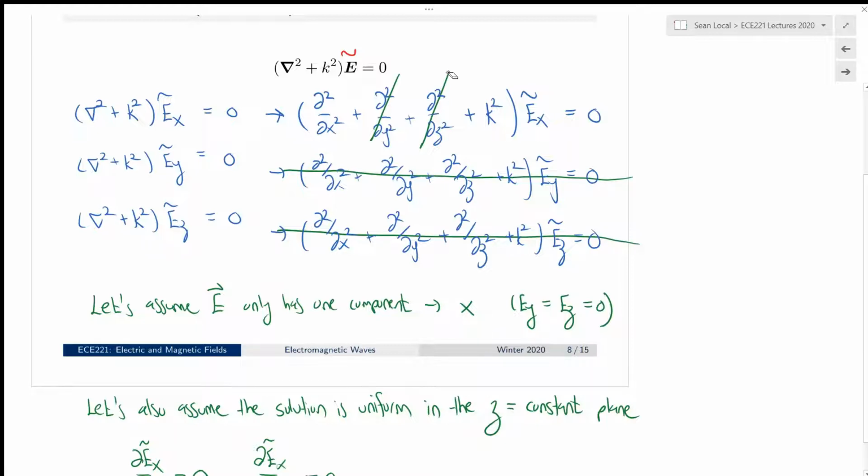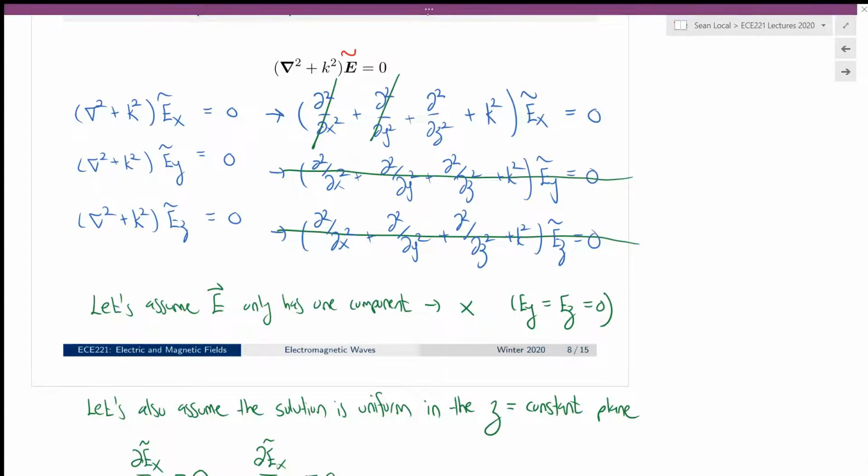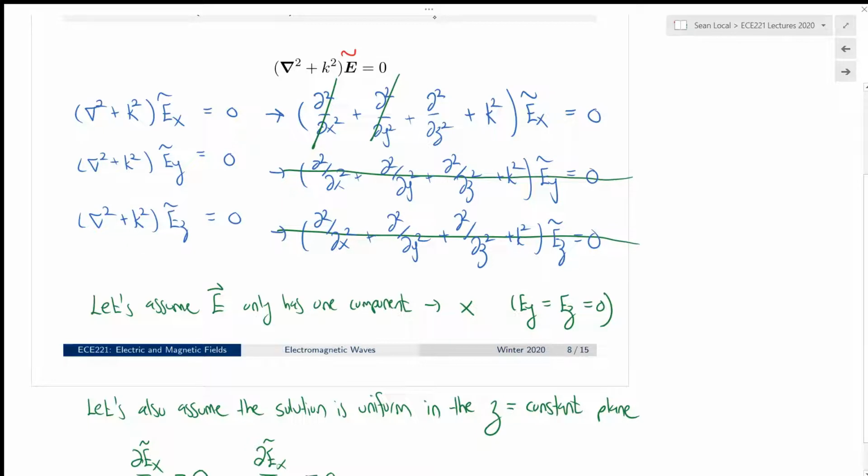Sorry, I crossed out d by dz, it should be d by dx squared. That leaves us with a very simple wave equation to solve that remains. And let's highlight that with a box here. So this is essentially the equation that we want to solve. So this is a second order differential equation in Z, and it's a homogeneous differential equation.